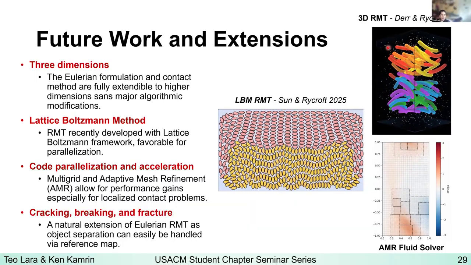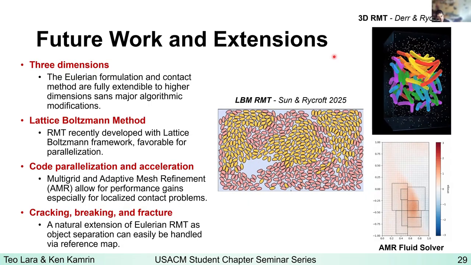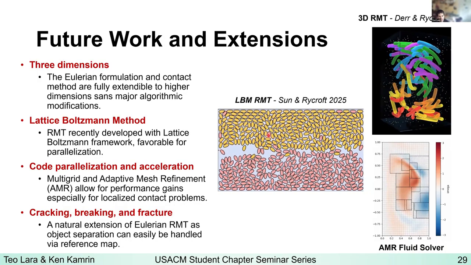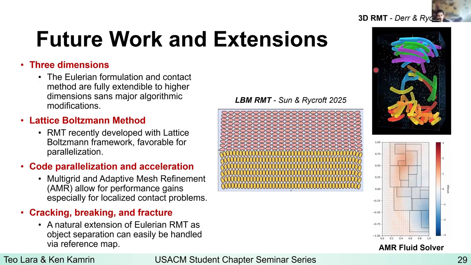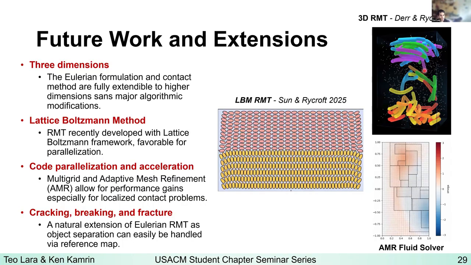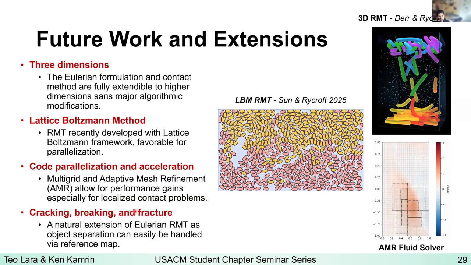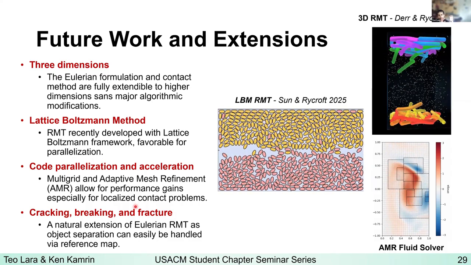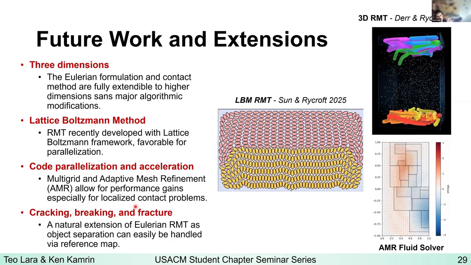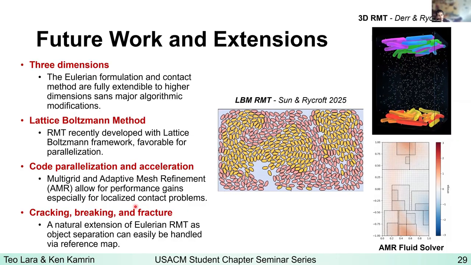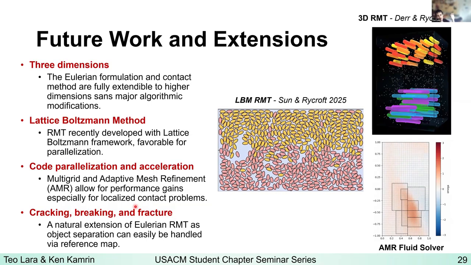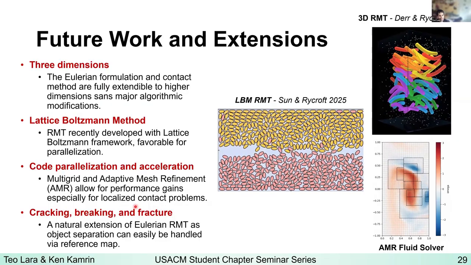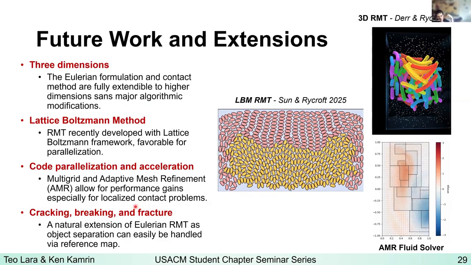Also, very recently, Sun and Rycroft developed a reference map technique application for the lattice Boltzmann method. We can again try adding friction and contacts to this method. It is favorable for our parallelization and faster computing. And then related to that, we could have adaptive mesh refinement, multigridding in our Eulerian scheme. You can imagine a problem where the contact is very localized between one small part of two bodies or the same body. And by having adaptive mesh refinement, we could focus computational effort on that small bit and accelerate the rest of the simulation.